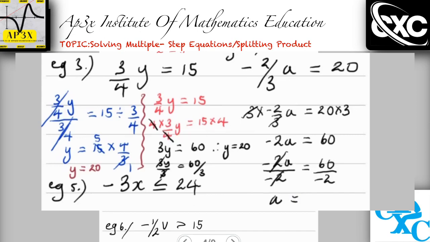I particularly like getting rid of the terms that are connected to my subject one by one. It may take a little bit longer for you to actually get to the answer, but I find it more effective and simpler when I'm taking it step by step. So negative 2 cancels negative 2, so a is then equal to 60 divided by negative 2, which is equal to negative 30.